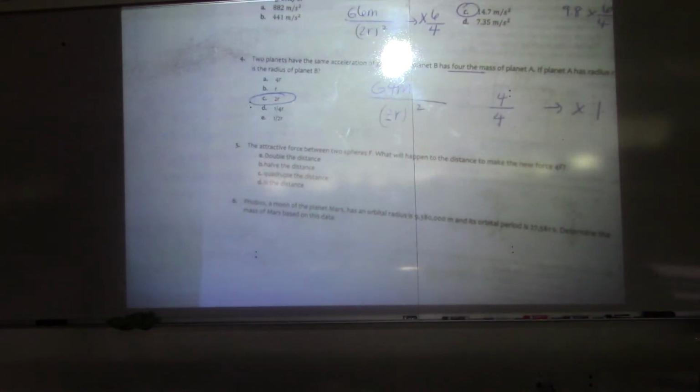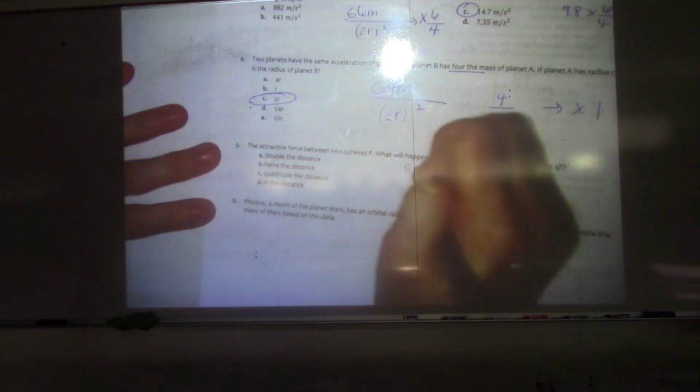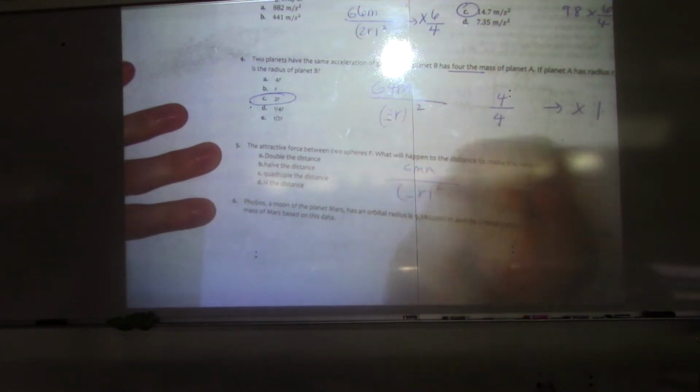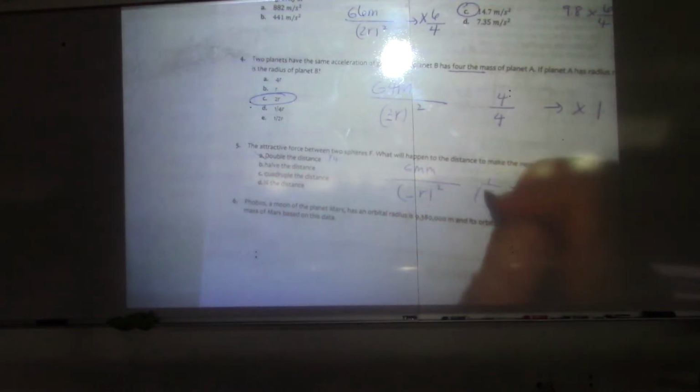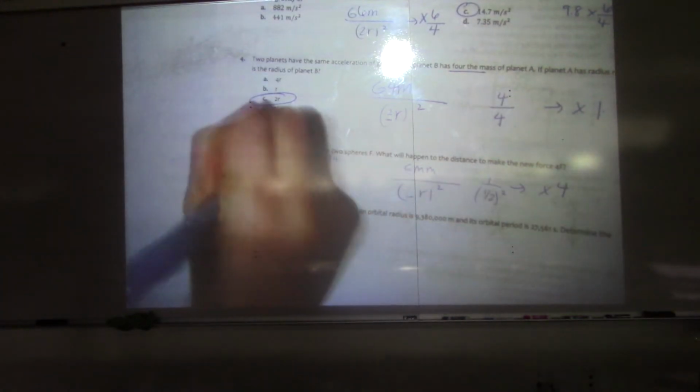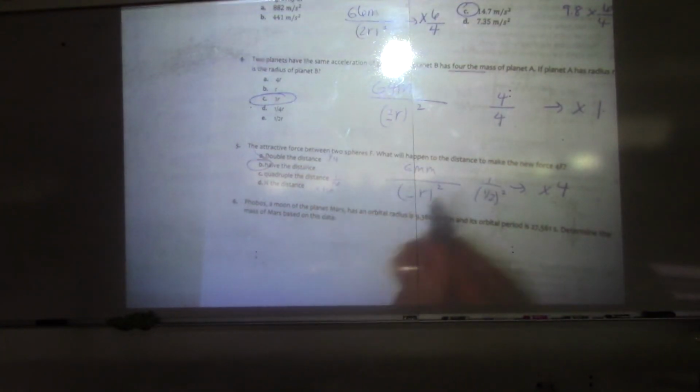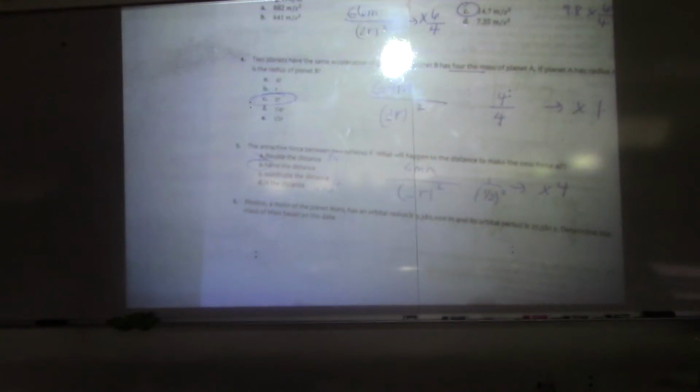What would happen to make the new force 4 times as much? So GMm over blank r squared gives me times 4. If I were to double the distance, that would get squared and give me a 4, but it would be 1/4, so that's incorrect. If I were to half the distance, that would be 1 over 1/2 squared. Put that in your calculator, check, that does give me 4. Quadruple the distance would be 1/16, and 4 to the 1/4 would be times 16, so the 4s wouldn't be getting squared.